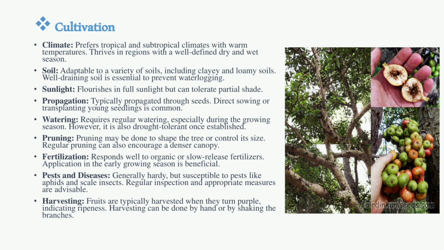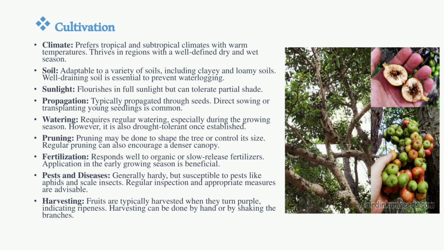Soil: adaptable to a variety of soils, including clayey and loamy soils. Well-draining soil is essential to prevent waterlogging. Sunlight: flourishes in full sunlight but can tolerate partial shade. Propagation: typically propagated through seeds. Direct sowing or transplanting young seedlings is common.